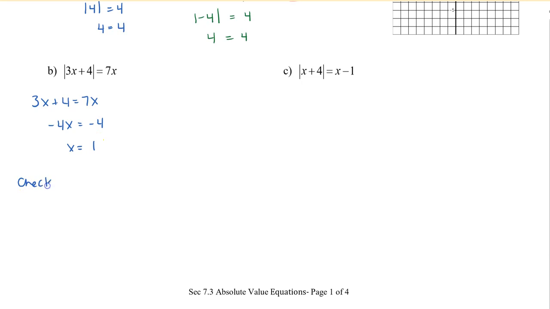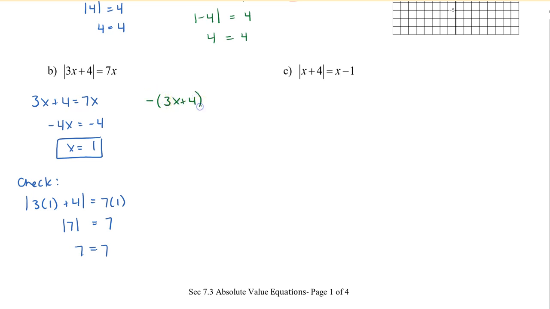So let's check. And always check your solutions to absolute value because sometimes they don't work. So here we get the absolute value of 7 equals 7. And yes, indeed, 7 does equal 7. So x equals 1 is one of my solutions. So now let's take a look at case 2 when the absolute value is negative. So we're going to place negative, and then we're going to place the expression in brackets. 3x plus 4, and that equals 7x.